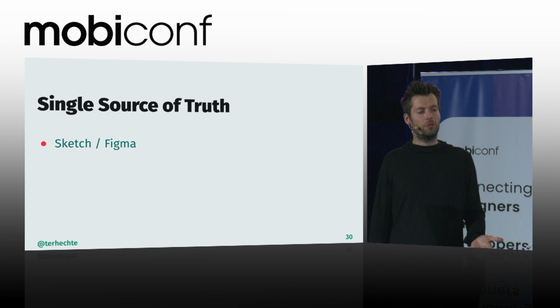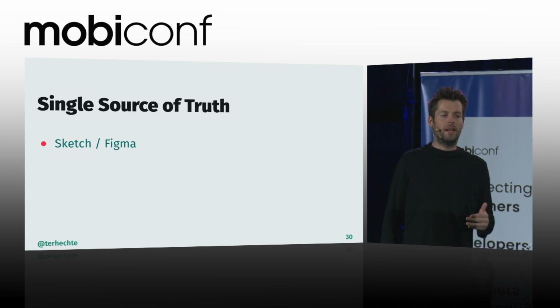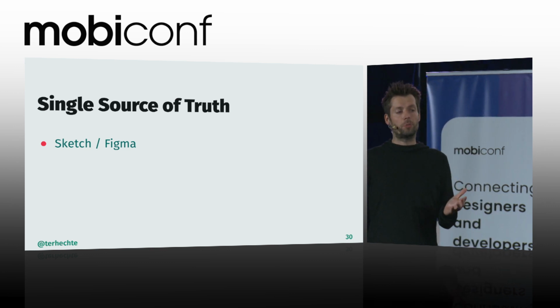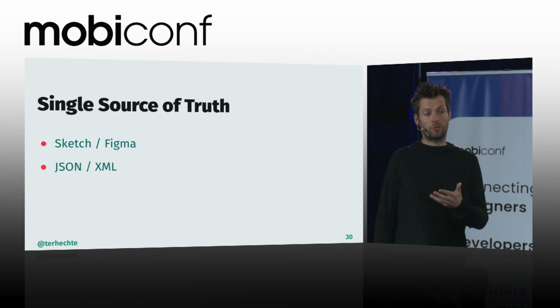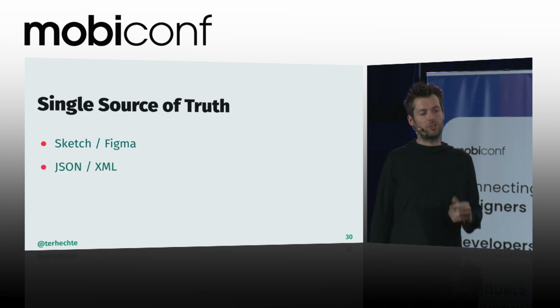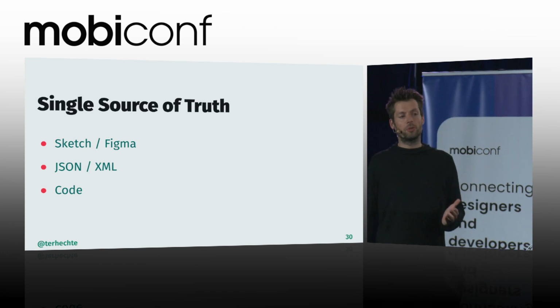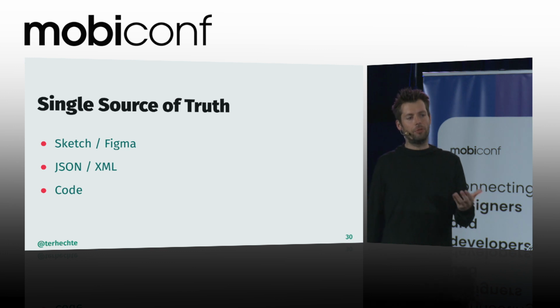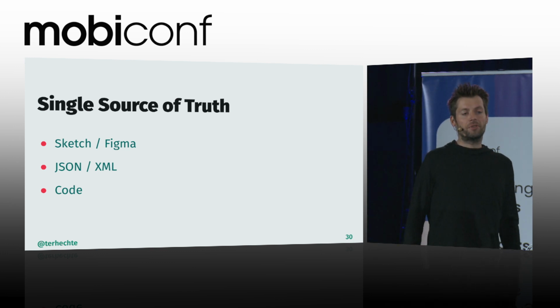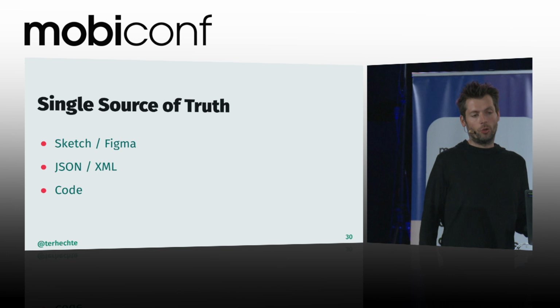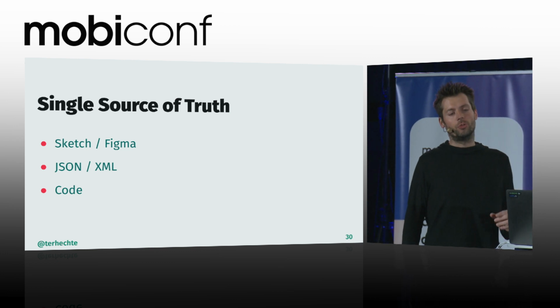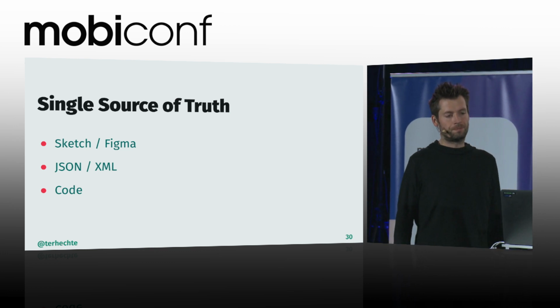What you can do is you can use Sketch or Figma, and then take plugins to export from them into code. You can also define your single source of truth with JSON or XML. Or you can also use code. And there are also existing tools that you can use for design systems that basically give you all this functionality for free. This is fundamentally a decision that your company or you have to take to see where and how you want to store the truth.